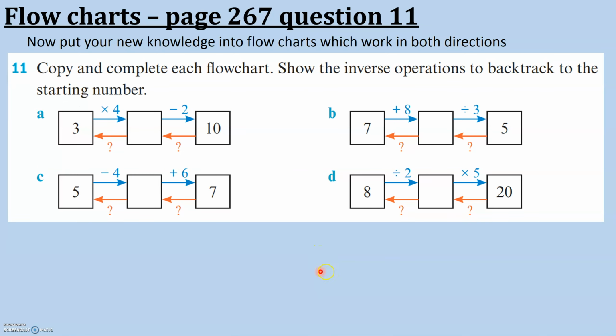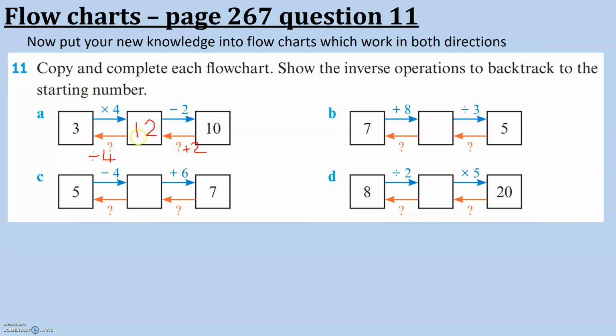All right, so have a look at these flowcharts. Now you'll see for the first time you've got flowcharts which are labeled with operations in both directions. So I'm going to do this first one for you. 3 times 4, that's going to give us 12. Take 2 is 10. Now these are our forward operations. Now the inverse of subtracting 2 is adding 2. And the inverse of multiplying by 4 is dividing by 4.